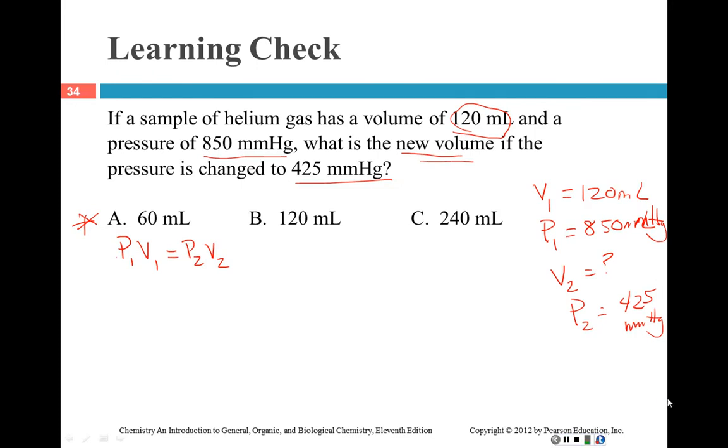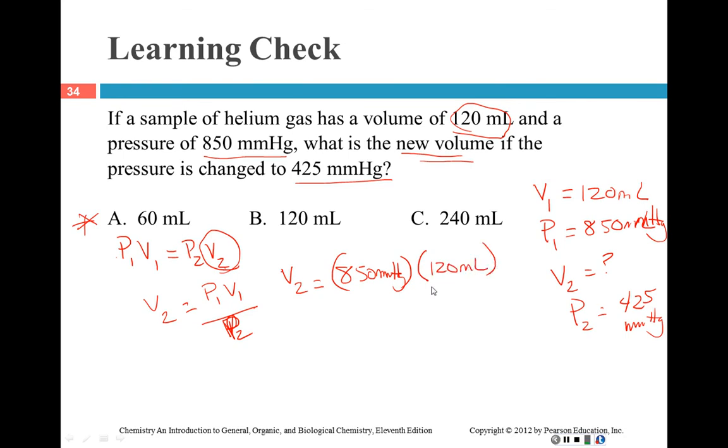Alright, so P1V1 equals P2V2, and I'm solving for V2, so V2 is going to equal P1V1 over P2, okay? And if you don't remember how I did that, just go back to the slide before this. So now I'm going to plug in V2 equals 850 millimeters of mercury times 120 milliliters divided by 425 millimeters of mercury, and 850 times 120 is 102,000, divided by 425 is 240 is what I got.